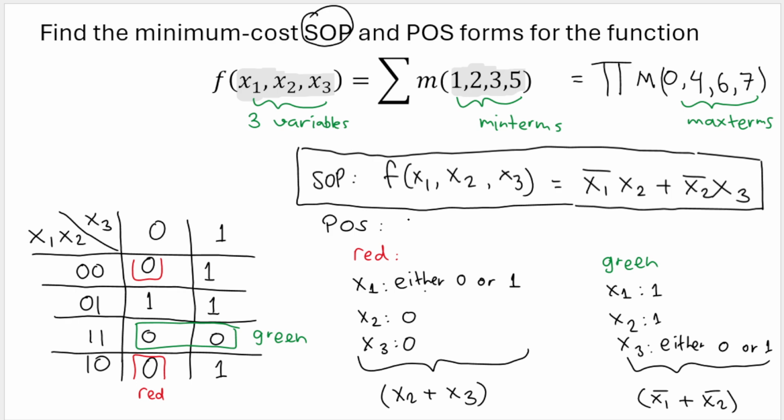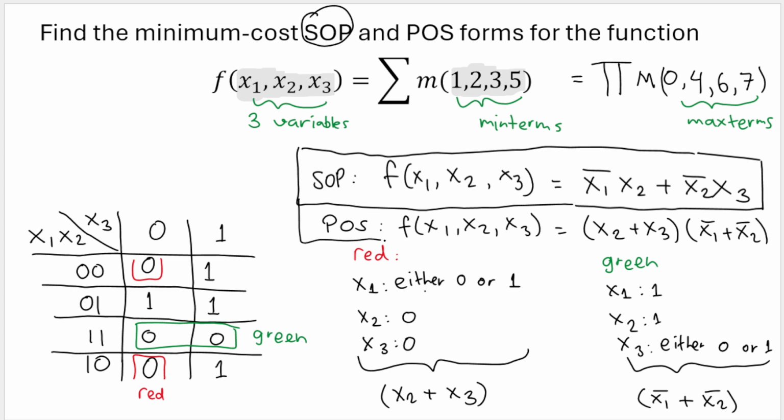So for the POS, product of sums, f of x1, x2, and x3, we will have this group here, x2 plus x3. And then we also have this group, but this one will be multiplied, so we take the AND of them. So we have x1 complement plus x2 complement. This is the product of sums form, and we have all the answers asked by the question, the SOP and POS forms.